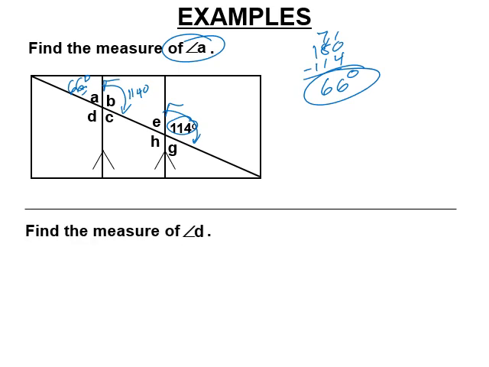Find the measure of D in the same picture. Well, several ways we could do that. The easiest way is realizing that D is vertical to B and therefore must be the same measurement. Or it is a linear pair with A and it must add up to 180. Either way, it has to be 114 degrees. Everything in that picture is one of those two measurements.